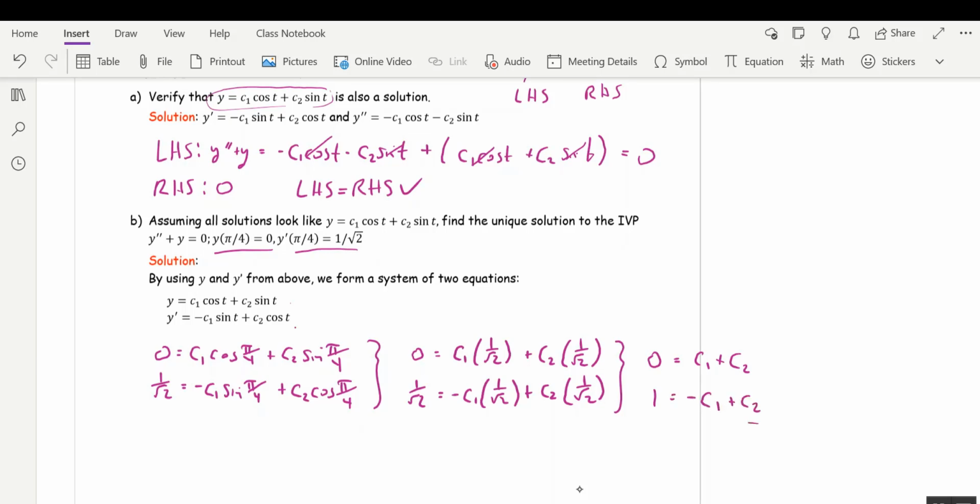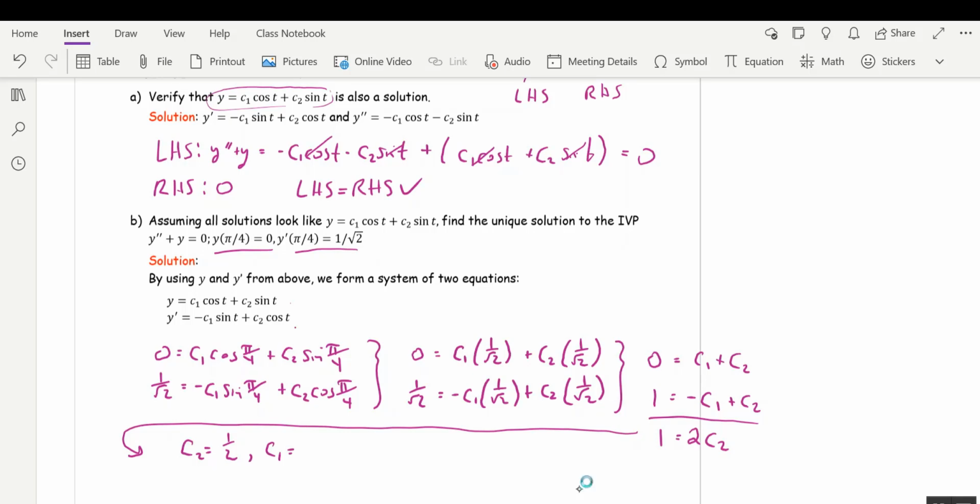That's better. Now I'm going to add those two equations to get 1 equals 2C2. So I've got C2 is a half. Now I put that back into either equation to get C1, and I see quickly that C1 is negative 1/2. So my unique solution to the IVP is y equals, I'm going to take those values and plug them into my equation for y, negative 1/2 cos t plus 1/2 sine t.